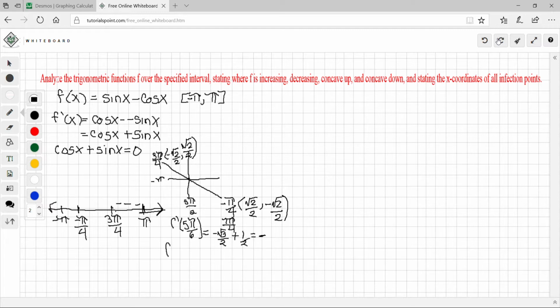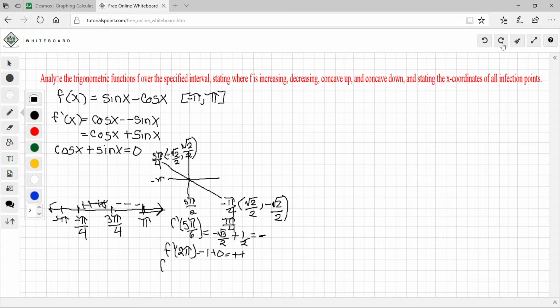And then I need a number between negative pi fourths and 3 pi fourths, and I will use 0, because here's 0, right? So I get positive 1 plus 0, which is positive. So you put a positive sign.